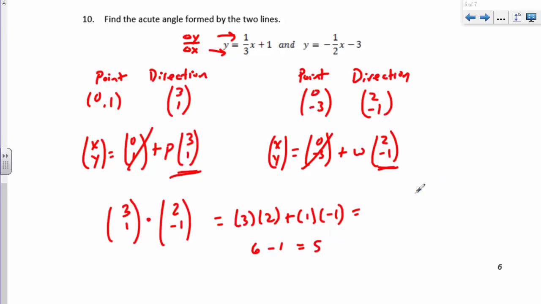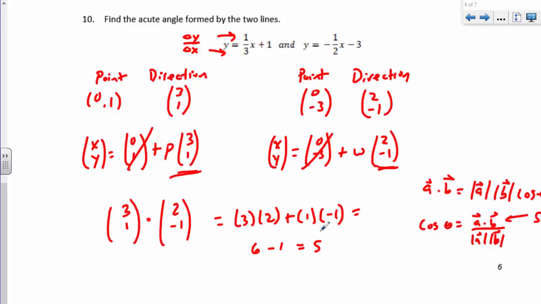Keep in mind that the dot product has a formula. The dot product of two vectors, let's say a and b, is equal to the magnitude of a times the magnitude of b times the cosine of the angle between them. So it stands to reason that the cosine of theta is the dot product of these two vectors divided by the product of their magnitudes. I just found the dot product to be 5, but I now have to find the magnitudes of both vectors, which is no problem.